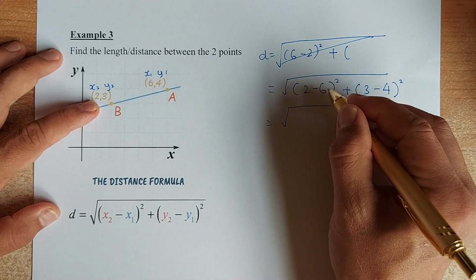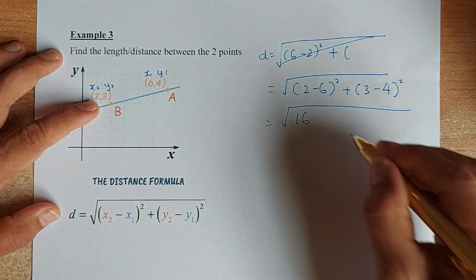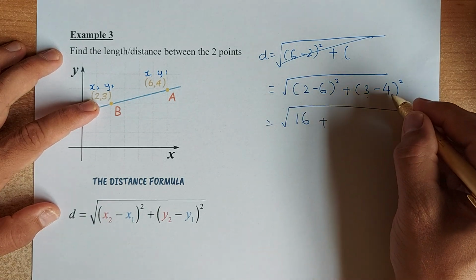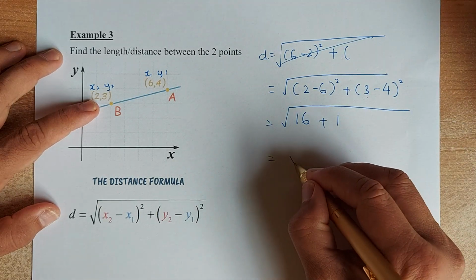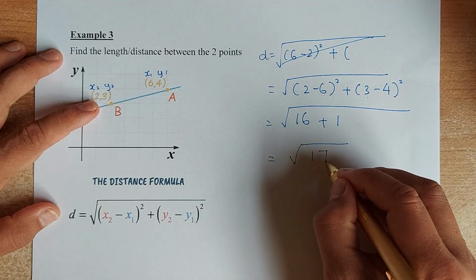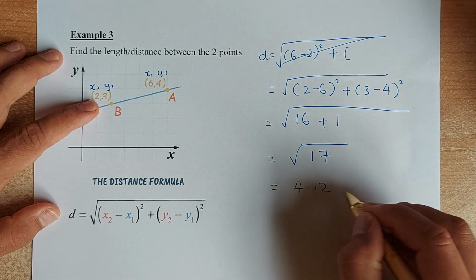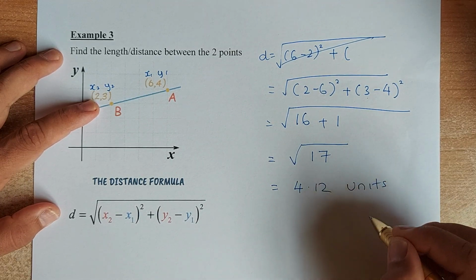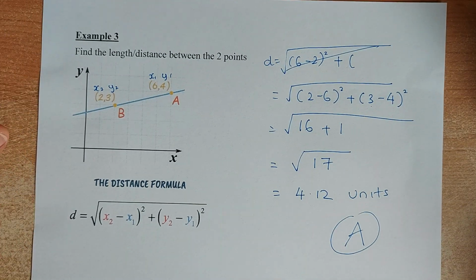2 minus 6 is going to be negative 4. Negative 4 squared is 16. And then 3 minus 4 is negative 1. Negative 1 squared is going to be 1. Simplify them. 16 plus 1 is 17. And the answer is 4.12 units. That again will give you an achieve. That is how you calculate distance.